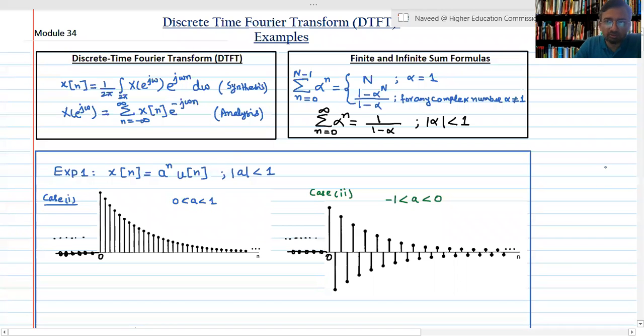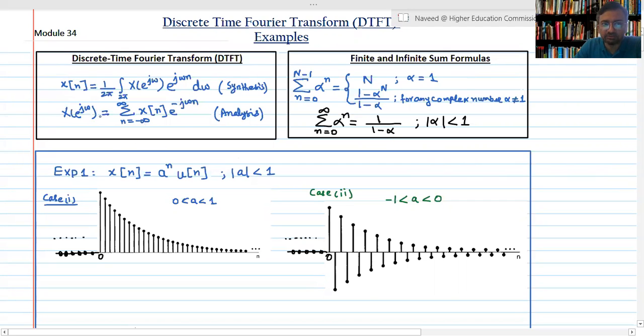In this module, we are going to solve a couple of examples to illustrate how discrete time Fourier transform is computed and how it looks like. And for clarity, I have written down the discrete time Fourier transform equations as well as finite and infinite sum formulas that we will so frequently use in these examples. And please notice that notation wise, we are using capital X inside the brackets e raised to power j omega for the discrete time Fourier transform.